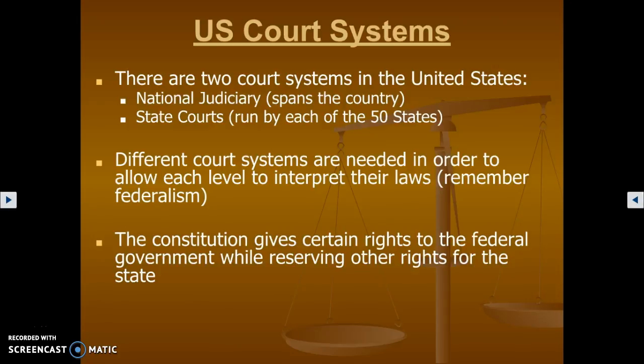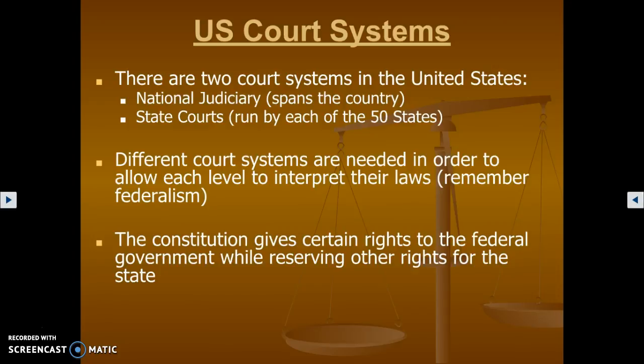And if you remember when we talked about federalism, this is where that comes back into play, that there's things the federal government has jurisdiction over, and they have to interpret those federal laws, but then there's laws that the state of Illinois has. And so if you were speeding in Vernon Hills, you wouldn't go to federal court necessarily, you would go to traffic court in Vernon Hills. And so that's what we're looking at first, the different types of court systems.